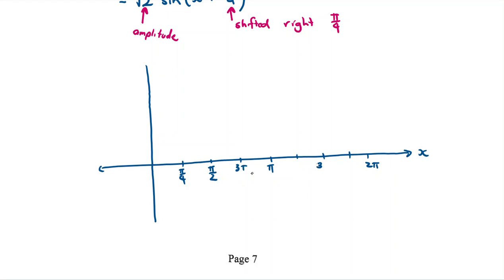Should that be a 4? Yeah, I think I just saw that too. 4 pi over 4, 5 pi over 4, 6 pi over 4, and 7 pi over 4. Okay, we're not reflecting or moving anything up or down, so this will be a little bit easier than the last one that we did.